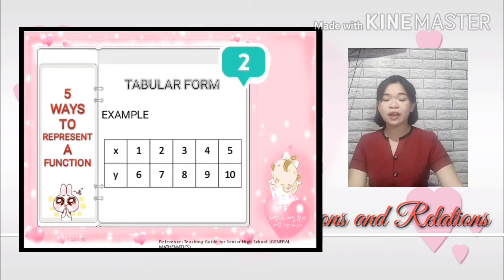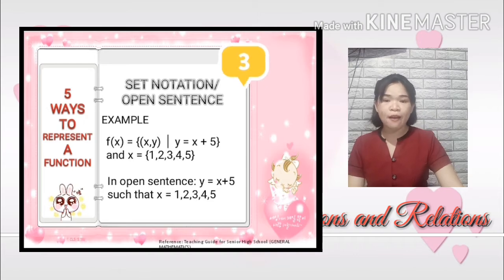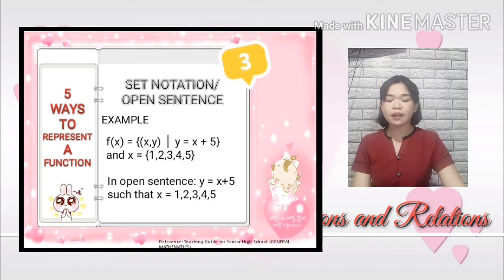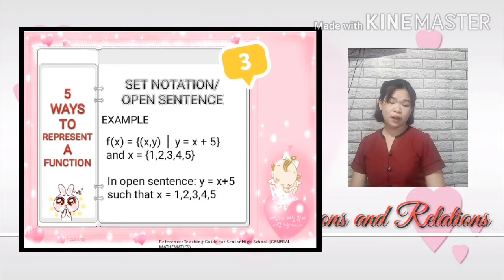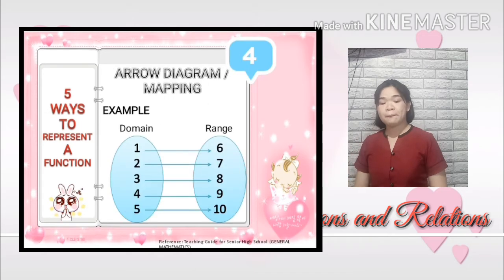Next one is set notation or open sentence. For example, F is the set of ordered pairs (x, y) such that y is equal to x plus 5 and x is equal to 1, 2, 3, 4, 5. In open sentence, that is y is equal to x plus 5 such that x is equal to 1, 2, 3, 4, and 5. So that is an example of set notation and open sentence.